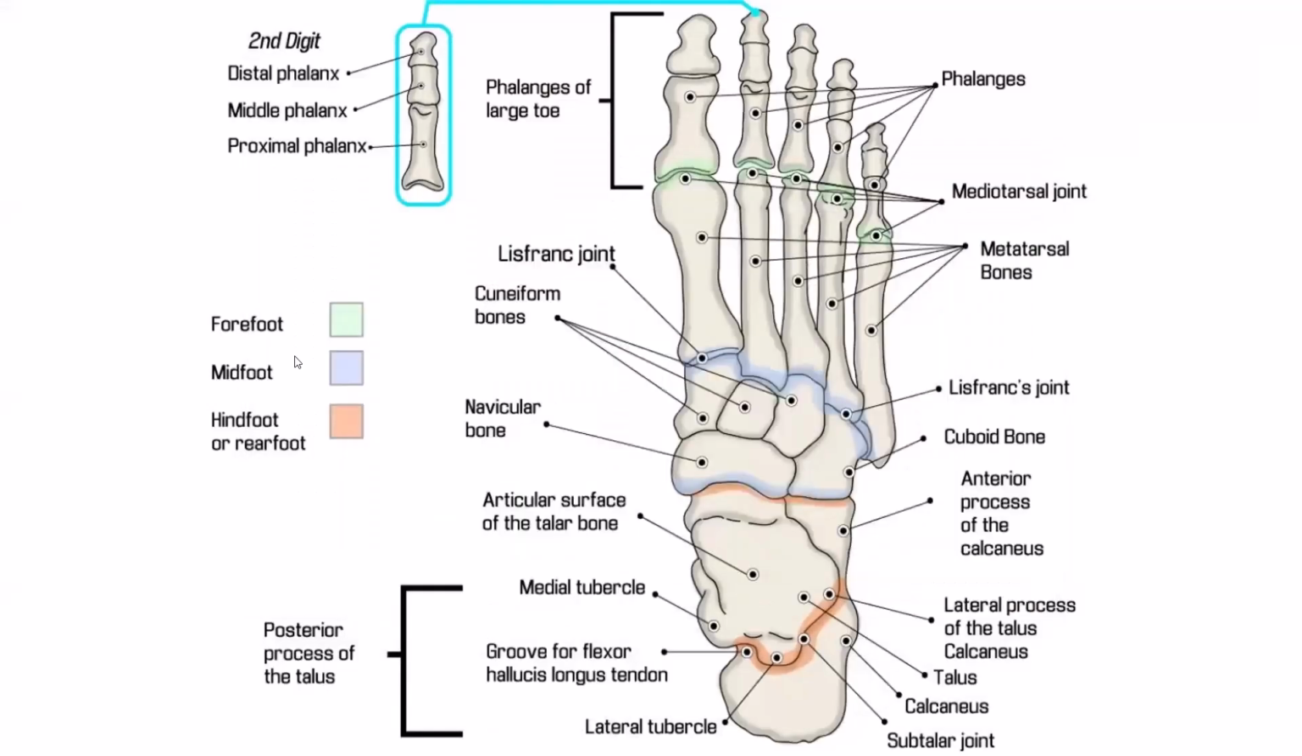And don't forget that the joints between them are important. And actually a joint can usually be determined by the two bones.